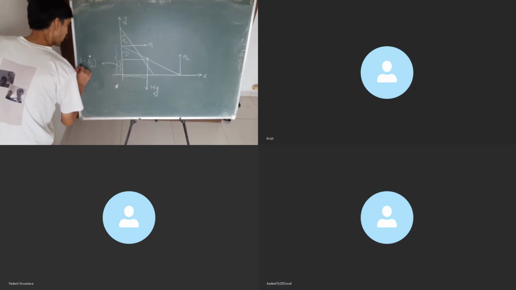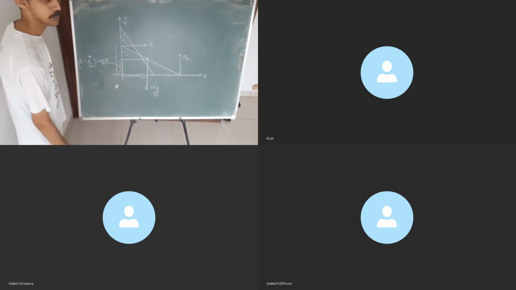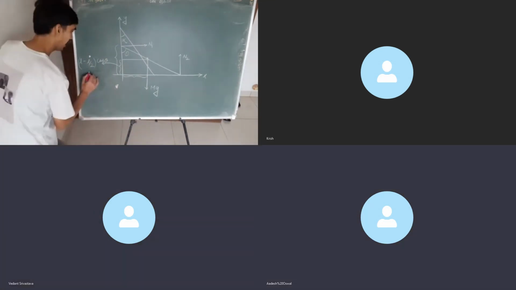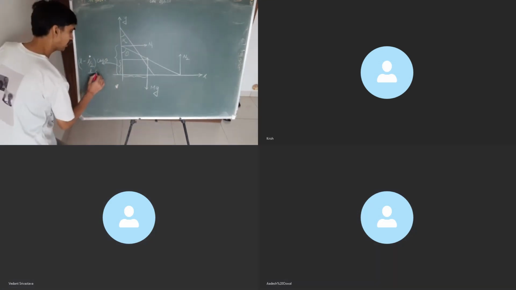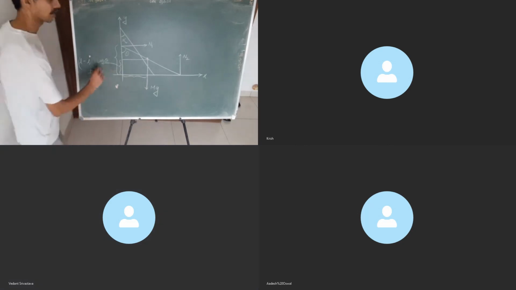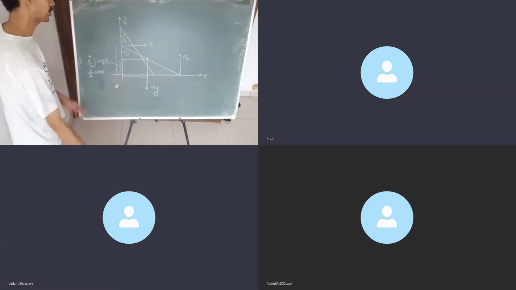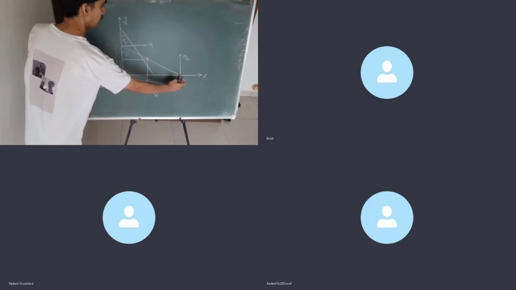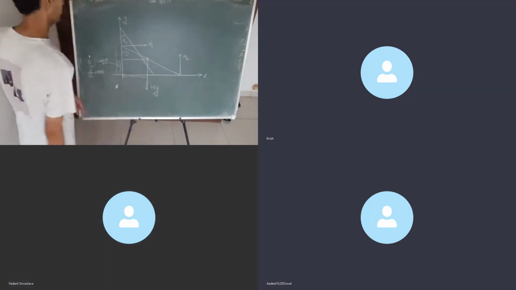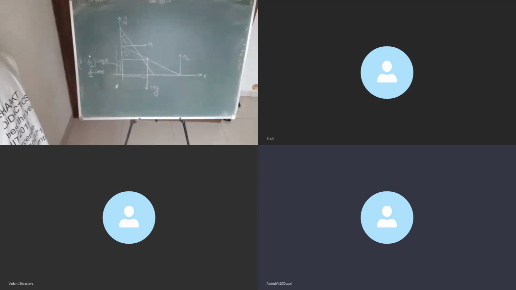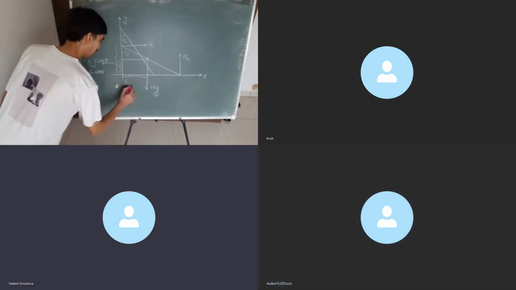So I write it down this way. Any problem? Check it out here. Simplifying it, L by 2 cos theta. Now the next one: L sine theta minus L by 2 sine theta. So L sin theta minus L by 2 sin theta will get you L by 2 sin theta, right?